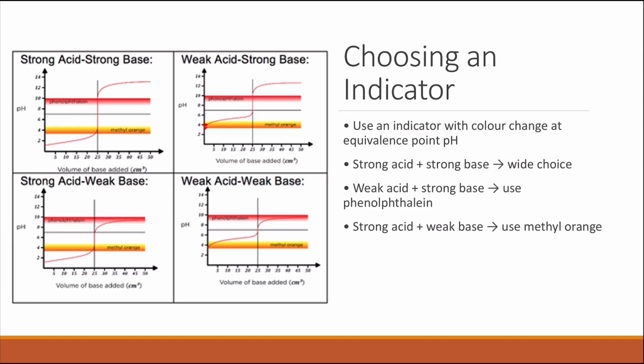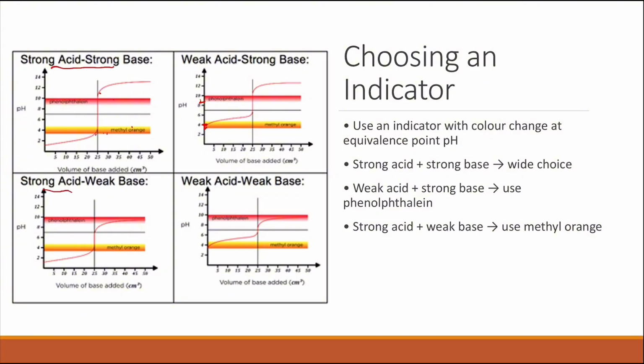And then we have phenolphthalein, which changes its color between around 9 and 10. So for phenolphthalein, if the vertical line passes between 9 and 10, then it would be a good indicator to use. So when we look at the different types of pH curves, you can see that for a strong acid and strong base, the vertical line will pass through both the methyl orange and phenolphthalein ranges. So you can use either of these two as an indicator for this type.